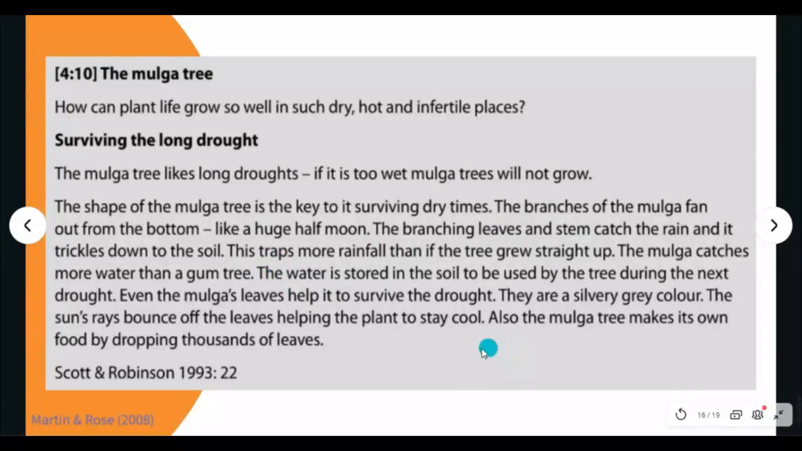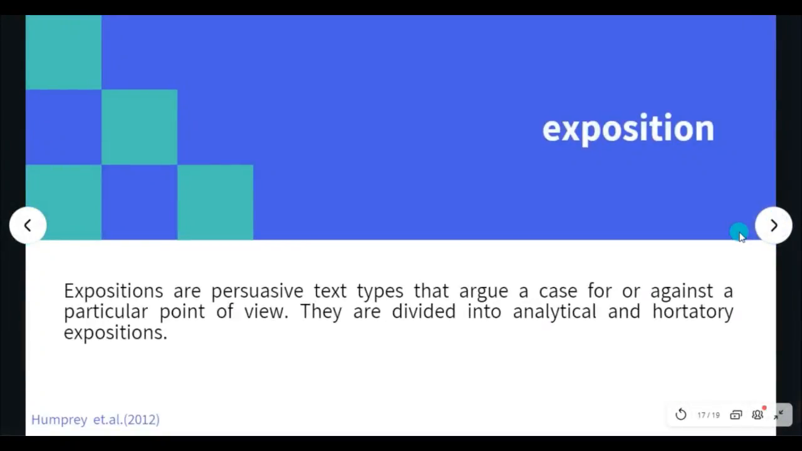Until the end of the paragraph, also the mulga tree makes its own food by dropping thousands of leaves. So this is the process how this kind of tree survives in drought. Okay, this is for explanation genre or text type. And then the next is exposition.